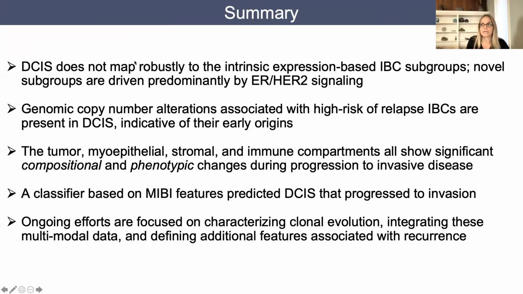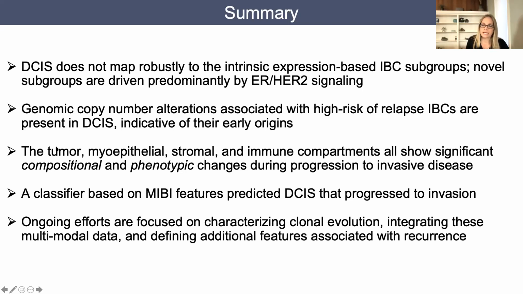So in summary, what I've shown you from this quick window into the DCIS Atlas is that DCIS does not robustly map onto the intrinsic expression-based invasive breast cancer subgroups. Instead, we see that there are novel subgroups and they're predominantly driven by ER and HER2 signaling. We find that genomic copy number alterations that are associated with high risk of relapse invasive breast cancer are present in DCIS, and this is indicative of their early origins.